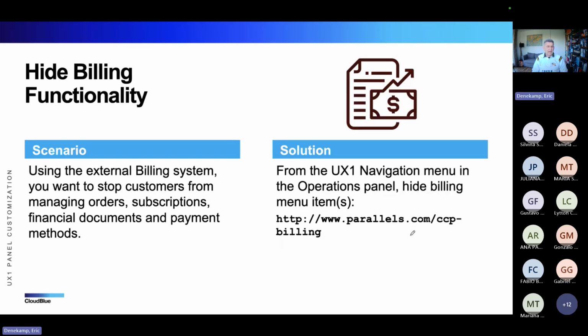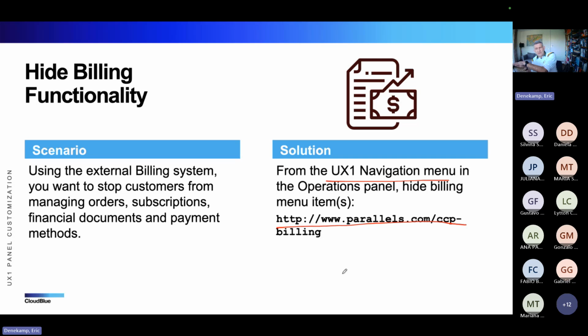Then we've got hide the entire billing functionality. I don't know why I would want to do that, but in the UX1 navigation, this is the billing menu item that you want to have, and all that is gone. What I'm missing there is I will miss the marketplace. I will miss all the order information. I will miss all the invoice information, the payment information. So I'm not 100% sure if that is what I want, because I want customers to be able to place new orders.